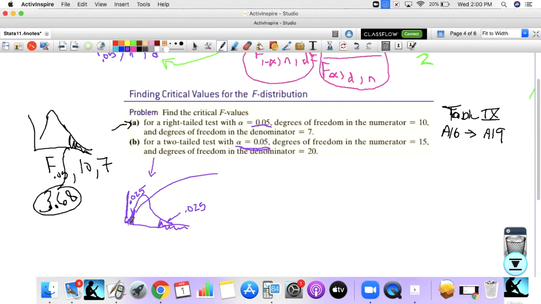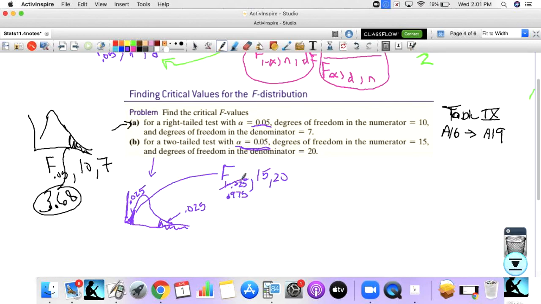Okay, so what is my label for my F score for this one? This is my left tail, not my right tail. The right tail is what's in the book. It's easier. I could write it as F of 1 minus this area. So 1 minus 0.025, comma, degrees of freedom in the numerator, 15, degrees of freedom in the denominator, 20. Okay, so I could cross that expression off right there, because 1 minus 0.025 is really going to be 0.975.